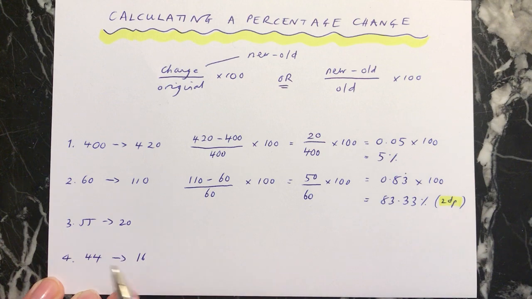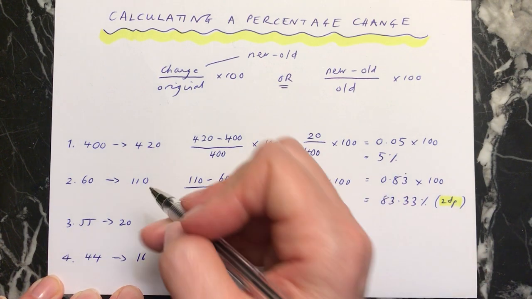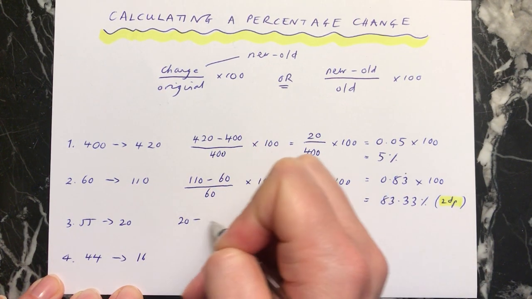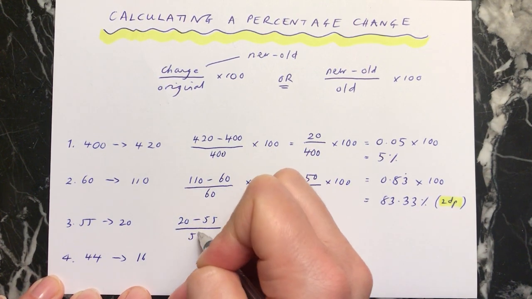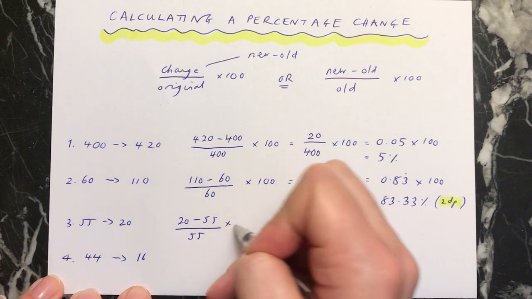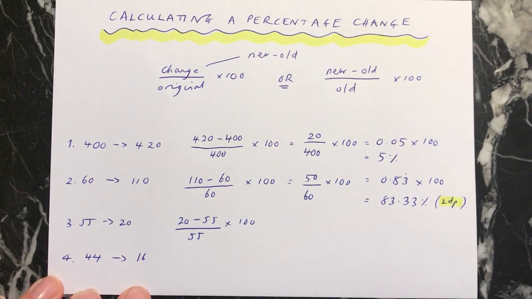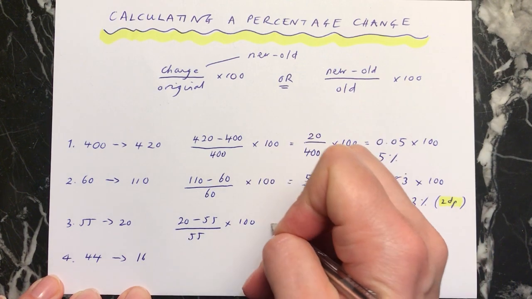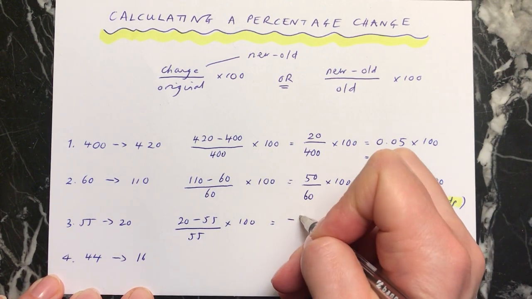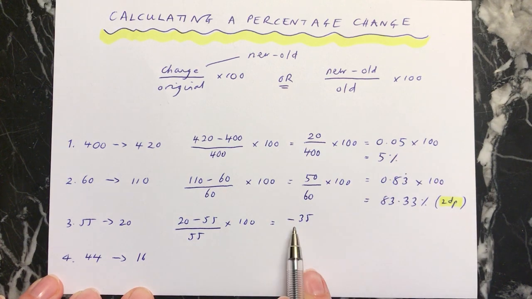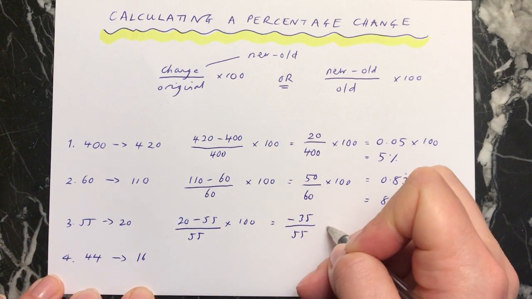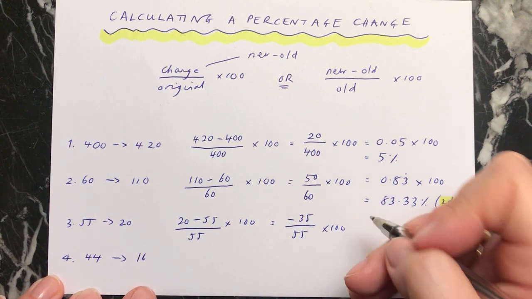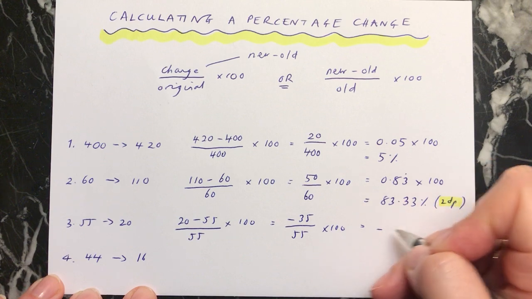Number 3, be careful here. This is going to be 20 take away 55 over the original 55 times 100. Be careful here, the number's gone down. When you work this out, this is going to work out to negative 35. Really important that you've got the negative sign in there. Divided by the original 55 times 100.